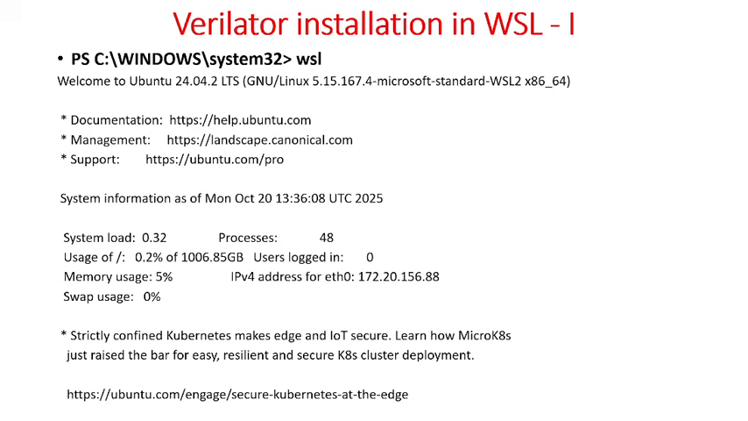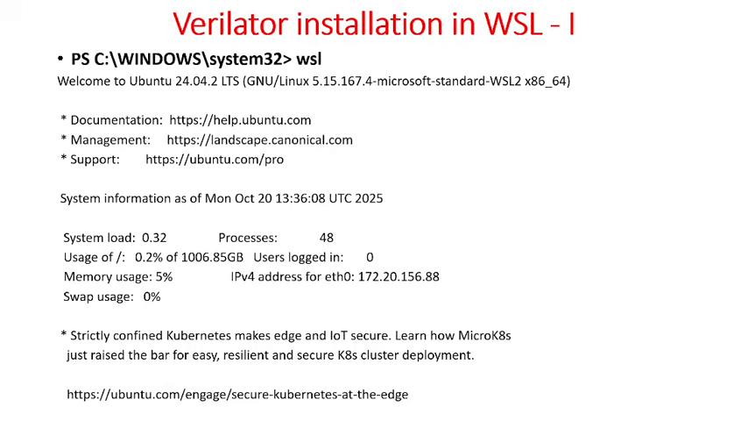And Verilator installation in WSL, that is Windows Subsystem for Linux. Okay, so here what you have to do is after going to the PowerShell, you can type WSL. Okay, WSL hyphen Ubuntu or something like that. You can simply type WSL, but WSL should have been installed in the machine, then only it will work. Okay, so ensure that Windows Subsystem for Linux has been installed in your machine.